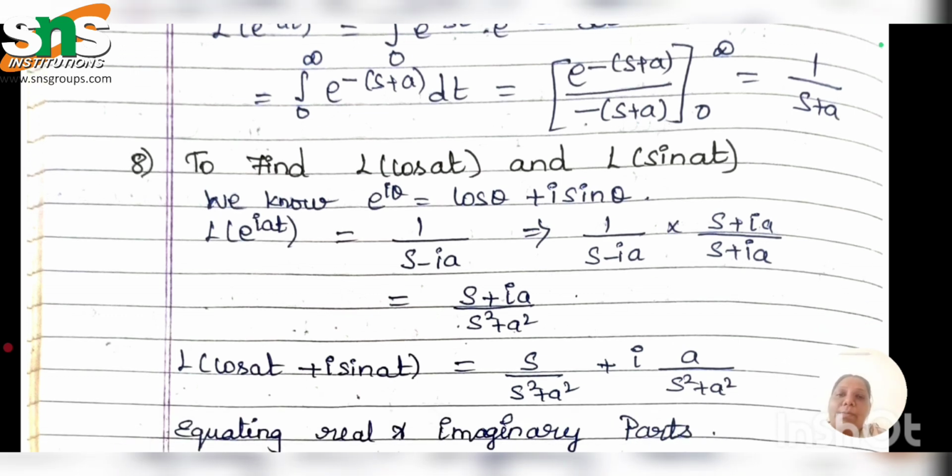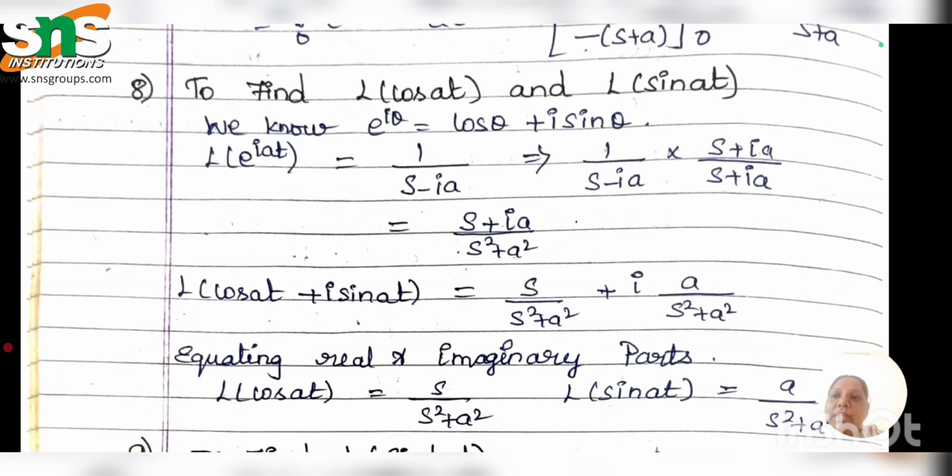We know that a complex number is in the form of x plus iy, which is a combination of a real part and an imaginary part. The imaginary part we write as i into y. So we have here the x plus iy format, where x equals s divided by s squared plus a squared, and y equals a divided by s squared plus a squared. By equating the right hand side to the left hand side, we will get L of cos at plus i into L of sin at.